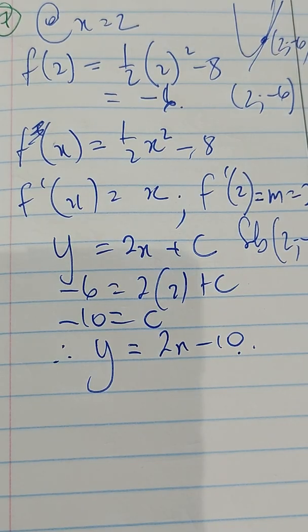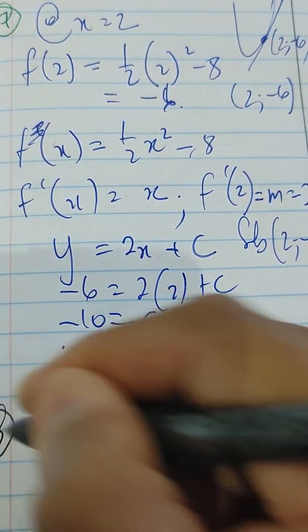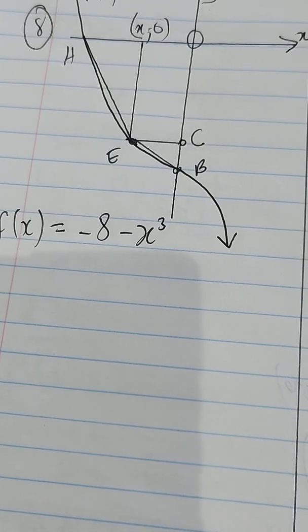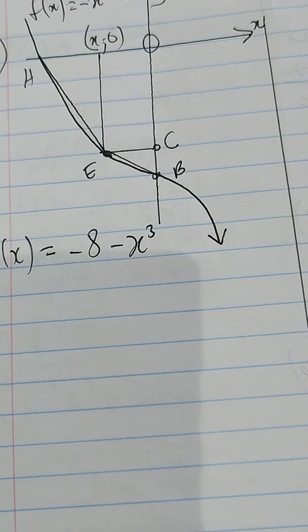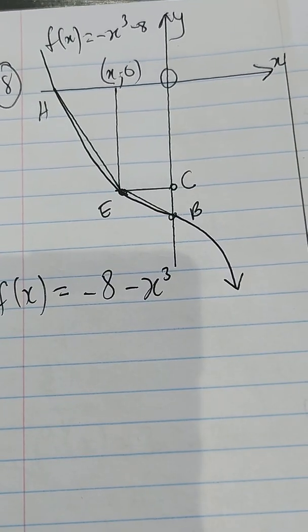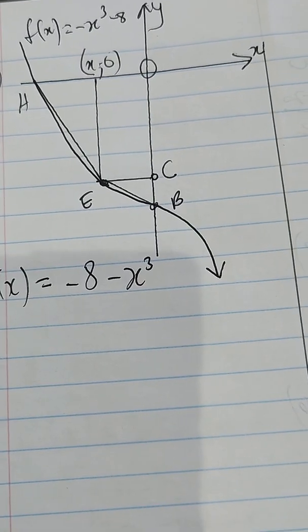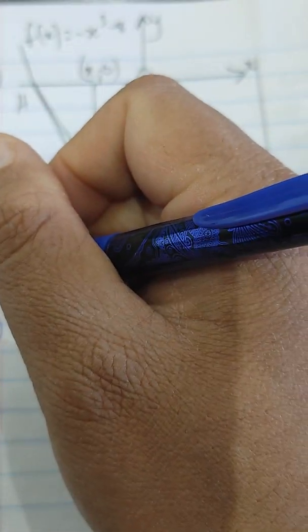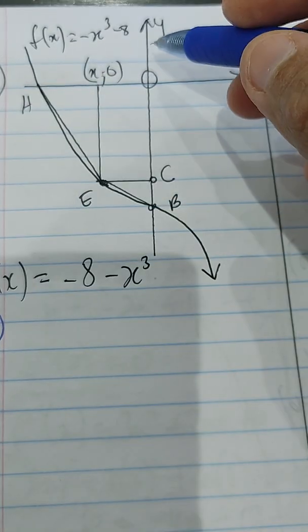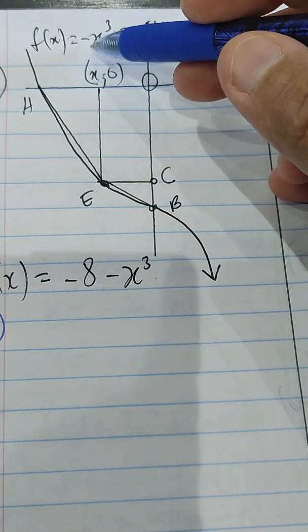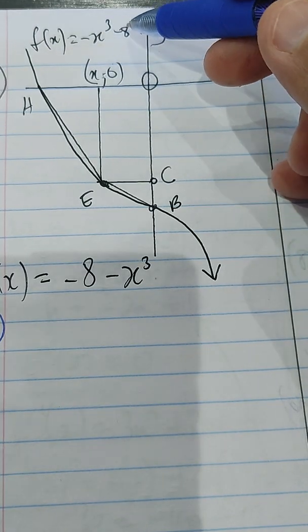Okay, let's look at question 8. My line is skewed here completely, but no problem with that, I'll go with this line. In number 8, 8.1, we are told that in the diagram alongside, f of x is equal to negative 8 minus x cubed, which can also be written as negative x cubed minus 8.